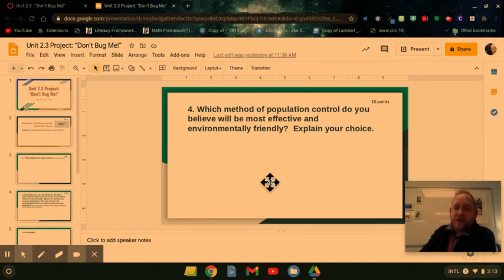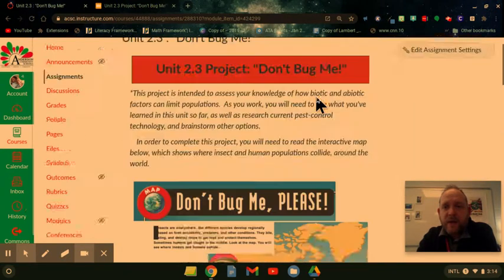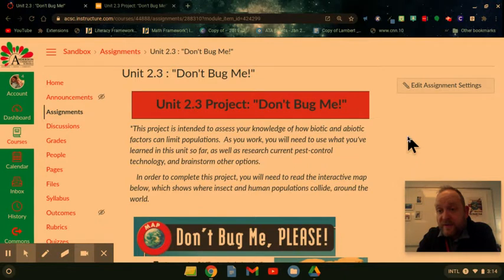When you are done, you need to do the following things. You will go back here when you have finished typing and you are happy with how your slides look. You're going to come back to here, and at the top of your assignment, you are going to have a submit button. You're going to click that green submit button.